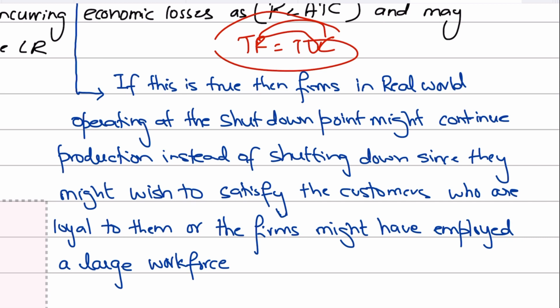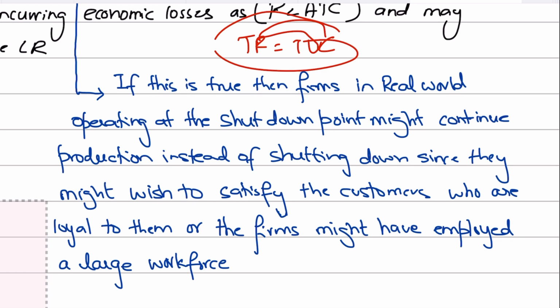So if this is true in the real world, right, then firms who are operating at the shutdown point might continue production. वो शायद बंद ना करें. They will still continue production because obviously they have loyal clients. They need to serve the clients. Plus they might have thousands of employees working under them. उनकी incomes at stake होंगी. So इस situation के अंदर probably they will try to pull it off and they will try to continue and not shut down.